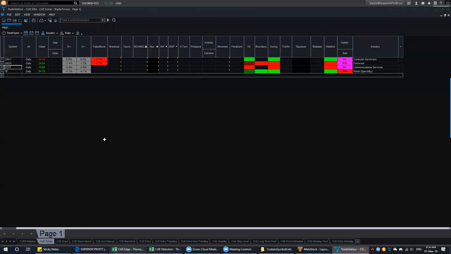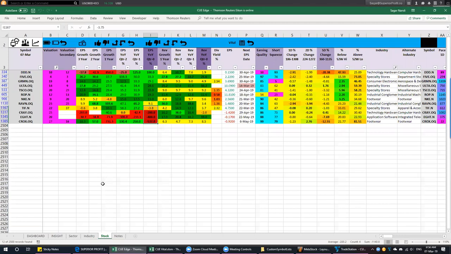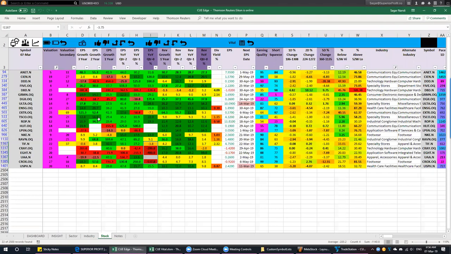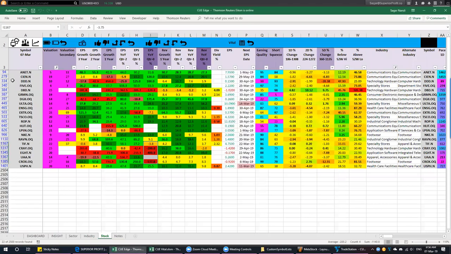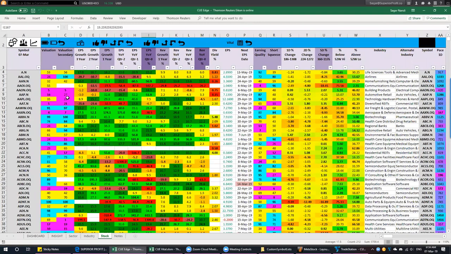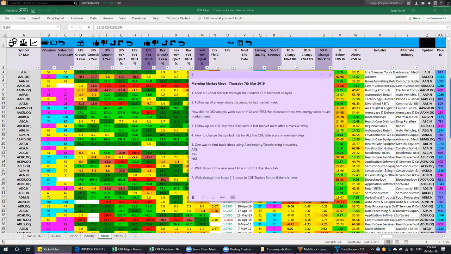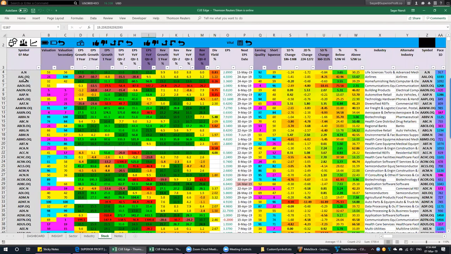If I go back to QH, I found this stock. Let me clear this filter on earnings growth. I looked at the stock AJG. Let me check. Okay, let me clear everything, refresh everything. I'm going to look for the stock AJG.